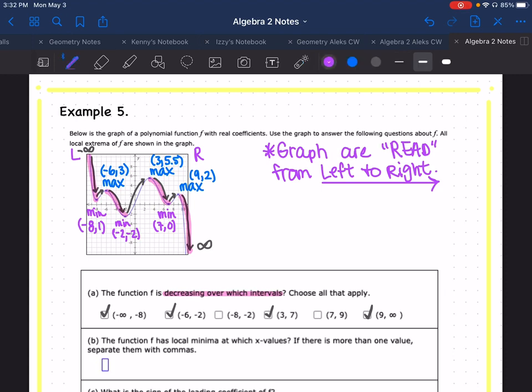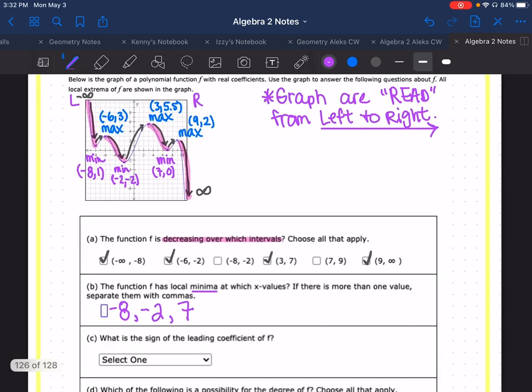So they're going to either say minima or maxima, and you're just going to find all your minimums. Now, I did the minimums in purple and I did the maximums in blue. You just need the x values. Notice it just says x values. If there's more than one, we're going to put them with a comma. So it's -8 at the very beginning, then it's -2, and then it's 7. If I were to do the maxima, I would put -6, +3, +9.